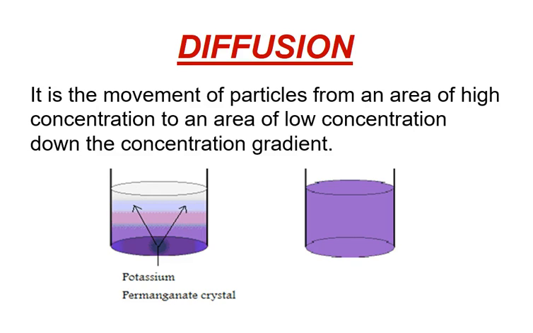Now, the particles will start to move from the area of high concentration at the bottom of the beaker towards the area of low concentration at the top of the water. It continues to do that until the particles are equally distributed throughout the water, and we have an equal distribution of the purple color.